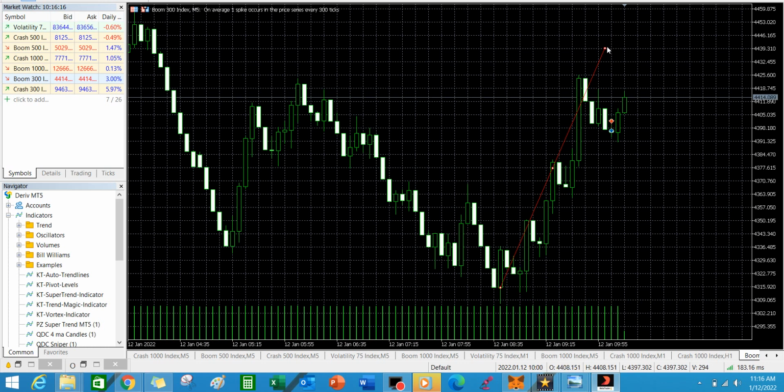Okay, and in case you don't know, this particular asset can actually give you a lot of money within a short period of time, because it is also very, very volatile, and you can make quite a lot of money if you know how to go about it.